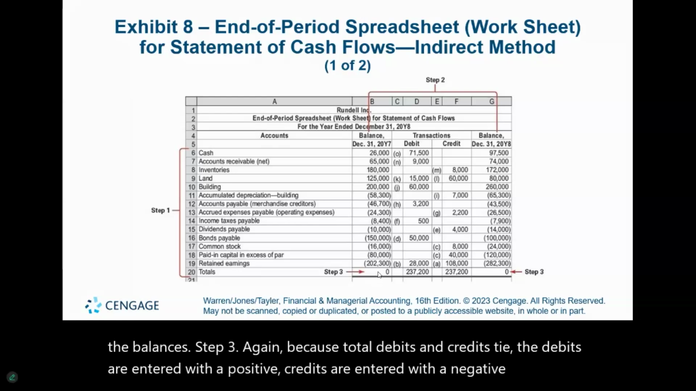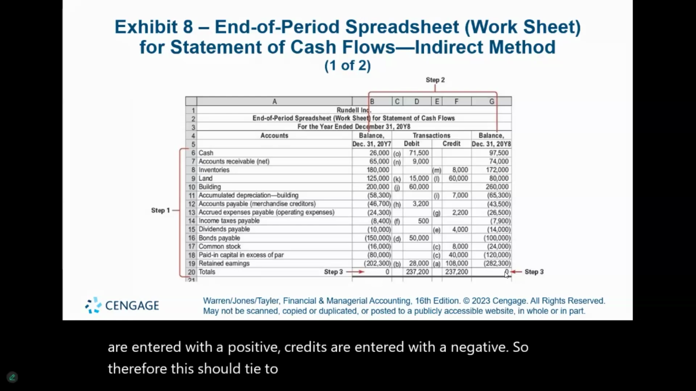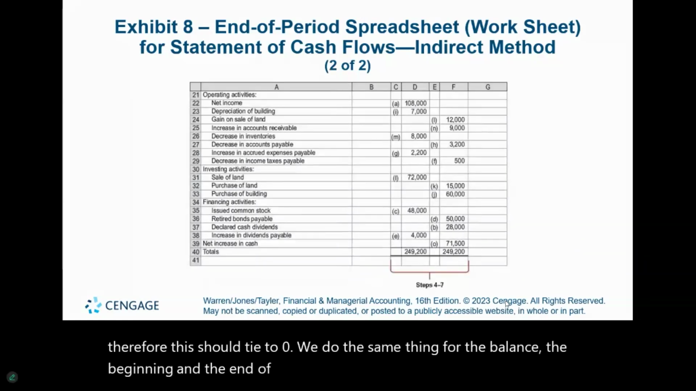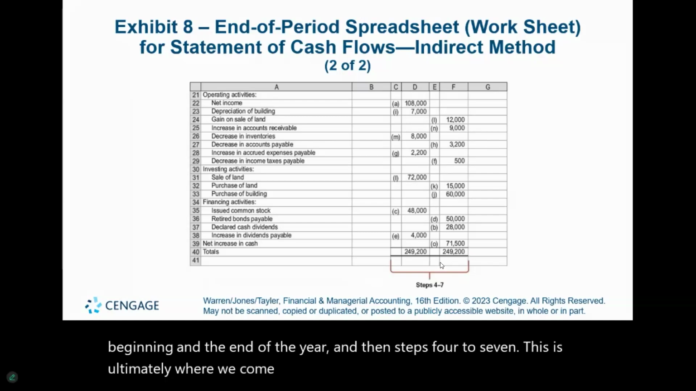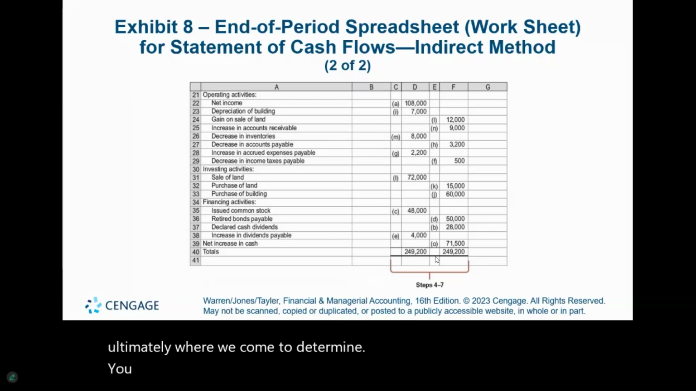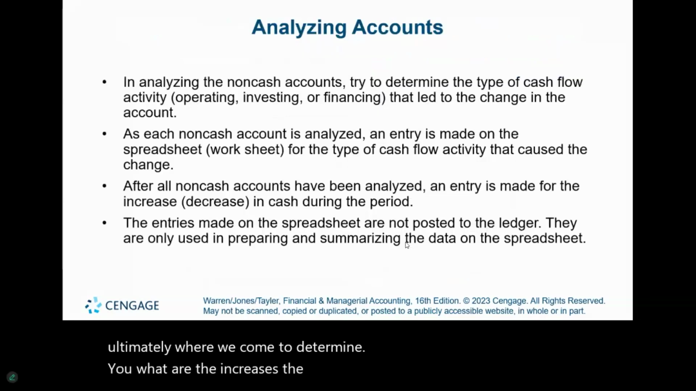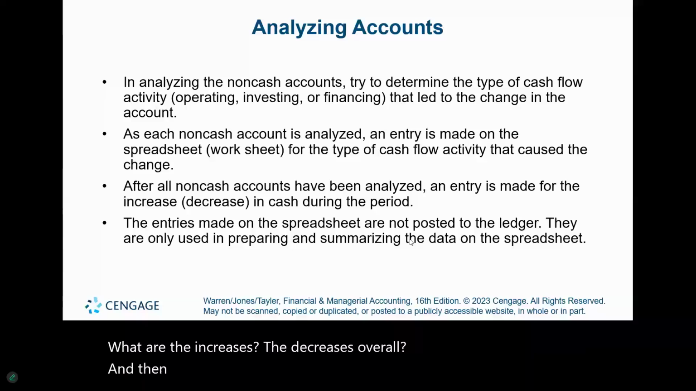So therefore, this should tie to 0. We do the same thing for the balance, the beginning and the end of the year. And then steps 4 to 7, this is ultimately where we come to determine what the increases and the decreases are overall. And then from there, we analyze the accounts.